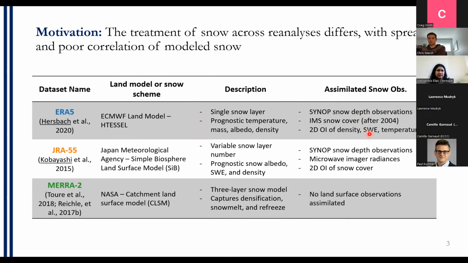Additionally, there are data assimilation differences. So just briefly, the first two data sets here make use both of in situ snow depth observations and a type of snow cover. And then they do a 2D optimal interpolation to assimilate those observations into the snow that's produced. On the other hand, MERRA-2 doesn't do any land surface observation assimilation. So you can already see differences there in terms of the source of data, the type of data, and the method of assimilation that's done.